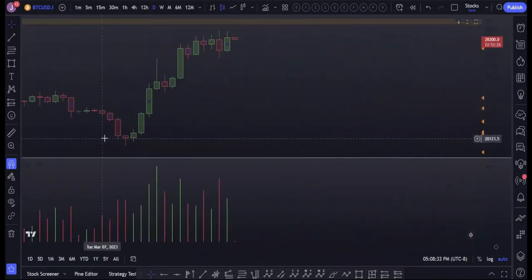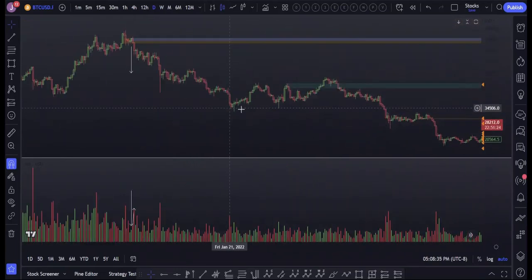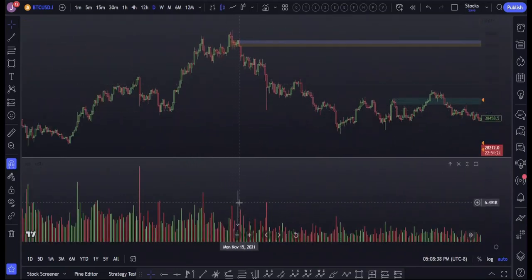All right, so let's go ahead and mark out a couple more, then we'll move to the 4-hour time frame and we will wrap it up.